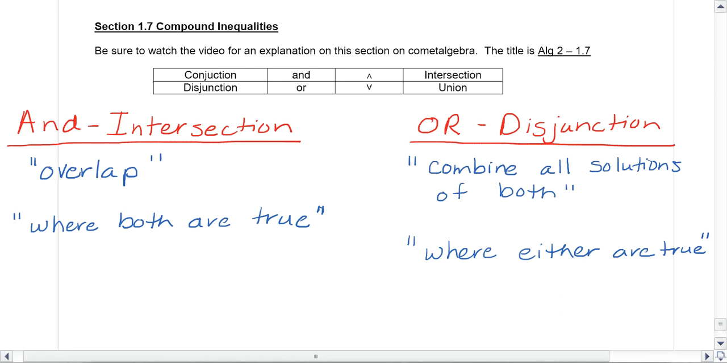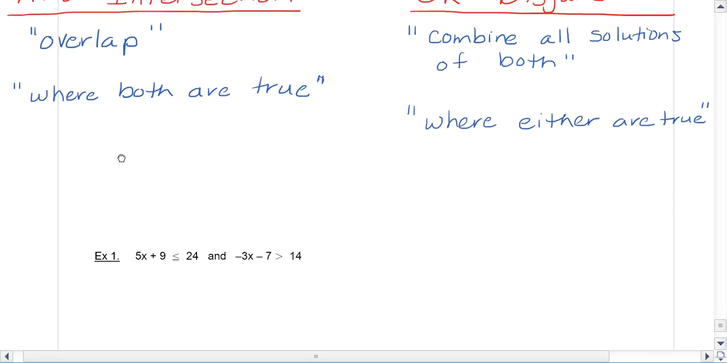The other possibility is the disjunction, or the or, and we've referred to this as the union. So this is when you find two sets of solutions and you want to combine them both, because it's one or the other. Another way to say that is where either are true. All right, I hope that's enough to refresh your memory. So let's try these in a couple examples.